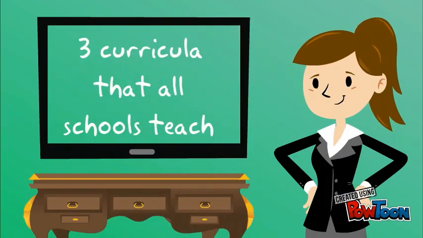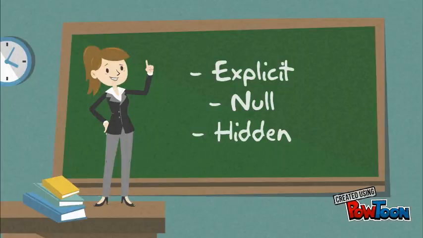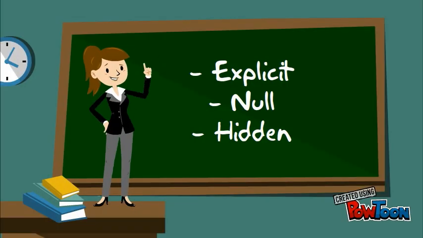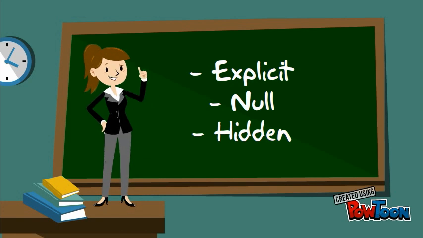There are three types of curriculums that we'll see in schools. So this is an introduction to three ways of thinking about curriculum and how they'll happen in school. Those three curricula are explicit, null, and hidden.